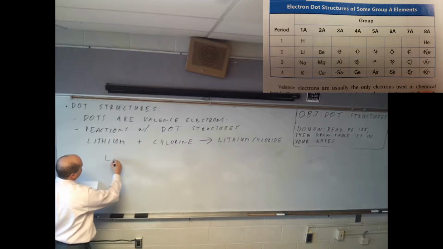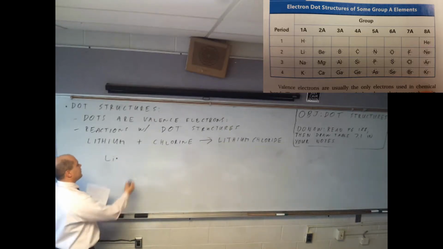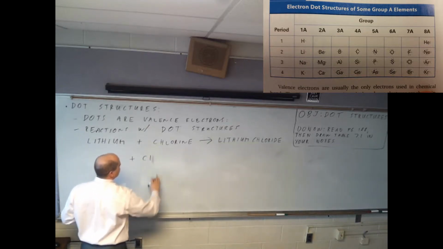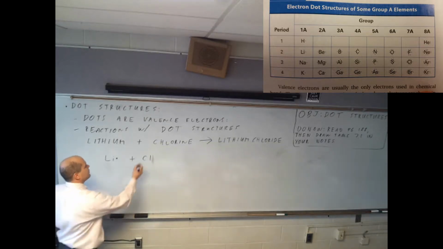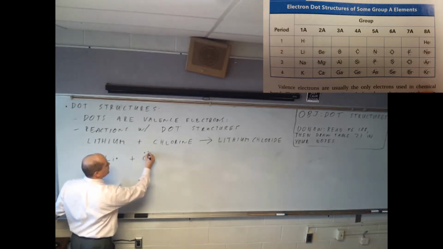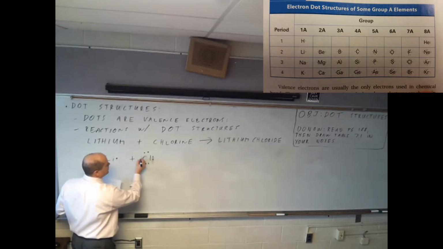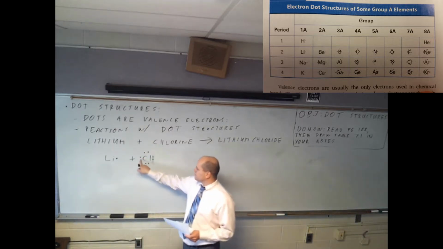So let's write lithium here, Li. Let's give it the little dot that it gets. And then chlorine. And how many does chlorine get? 7. Right, 7. And we tend to do 2 on top, 2 on the bottom, and 2 on each side. Well, not 2 in this case because it only has 7, but that's how we like to do it. And so the last one that goes there would go there.